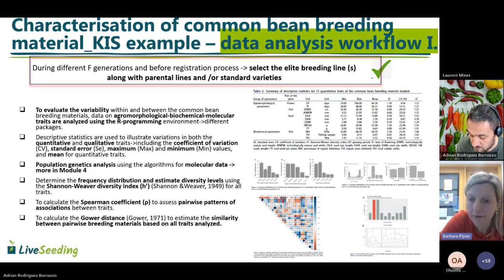And then, of course, very important, also mentioned by Adrian, is the Spearman coefficient, which allows us to assess the pairwise patterns of association between traits. So they can be positively correlated or negatively correlated. And then to calculate the Gower distance, to estimate the similarity between pairwise breeding materials based on all the traits analyzed. So it's very important that we have the combination trait by trait, and that we have the combination of all traits analyzed for our breeding material or subset of the breeding lines which are the most promising ones.